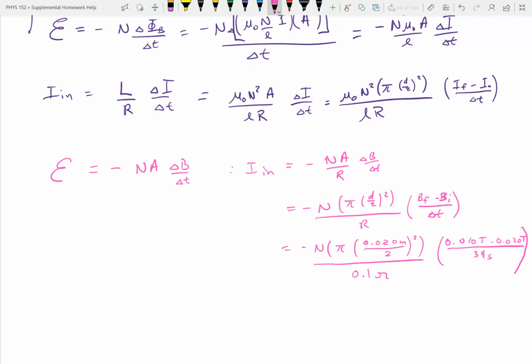So, I can get a... multiply all of that through. Mu naught was included in the B, so that's why I don't have that. 0.02 divided by 2 is 0.01. 0.01 squared is 10 to the minus 4. 10 to the minus 4 divided by 10 to the minus 1 is 10 to the minus 3. That is 10 to the minus 2, 10 to the minus 3, 10 to the minus 5.